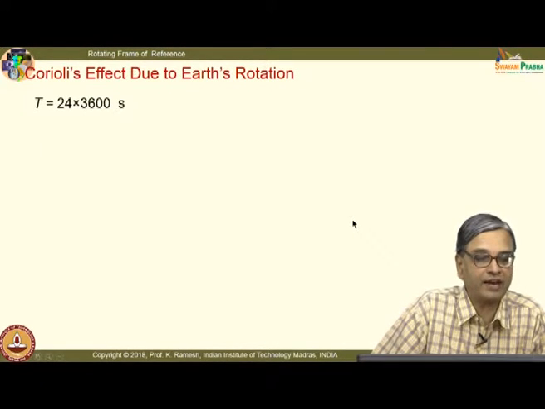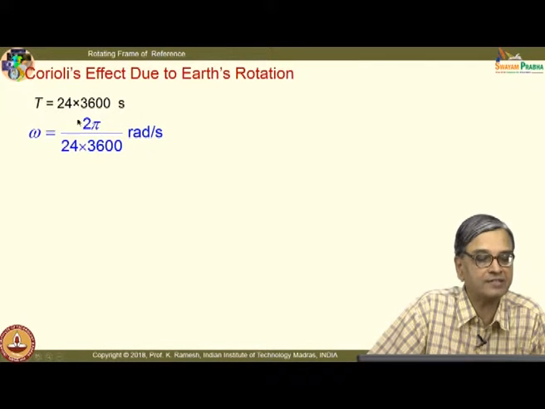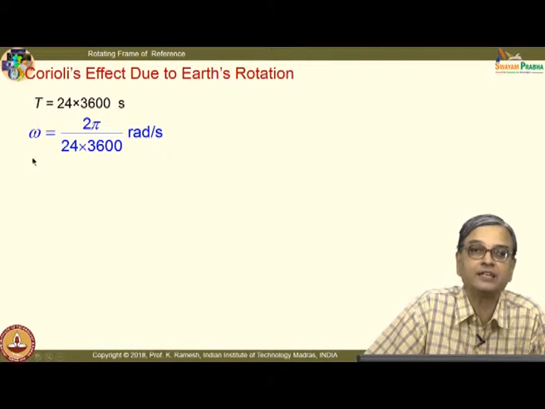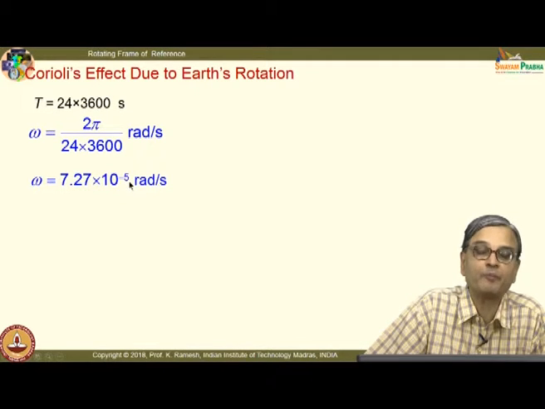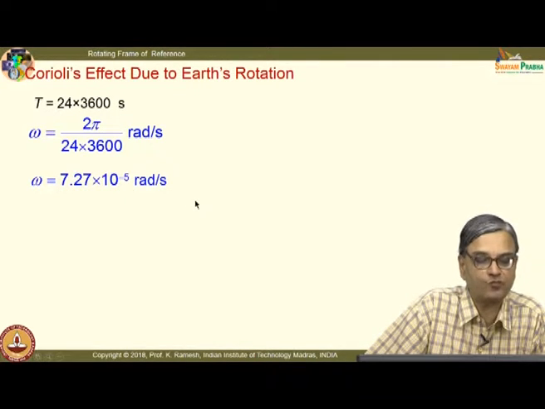We will also calculate the value of Earth's rotation. It is very slow. I have the time period as 24 hours, and if you estimate the angular velocity, this turns out to be a very small quantity, of the order of 7.27 × 10^-5 radians per second. It is very small.